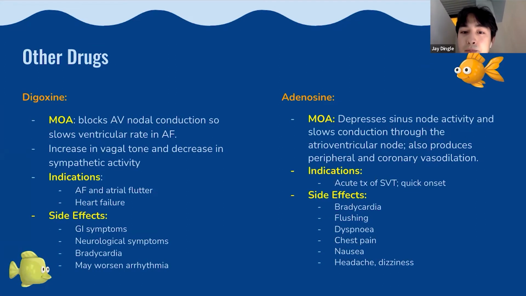Adenosine depresses sinus node activity and slows conduction through the AV node, and also produces peripheral and coronary vasodilation. We use it in the acute treatment of supraventricular tachycardia, and one of the pros of this drug is that it has a very quick onset. Side effects, we have bradycardia, flushing, shortness of breath, chest pain, nausea, headache, and dizziness.